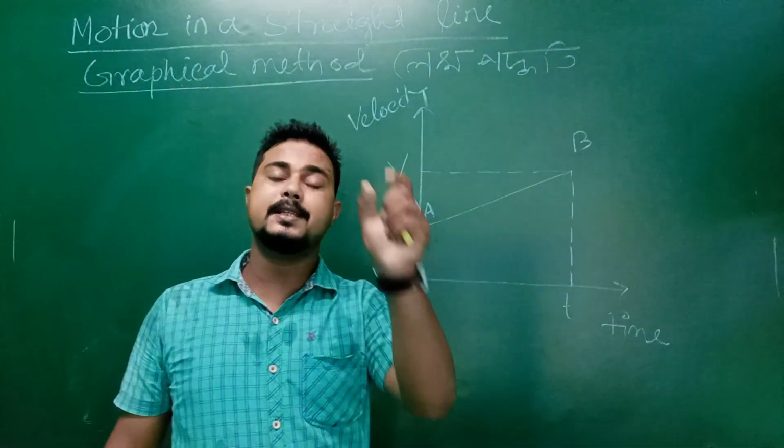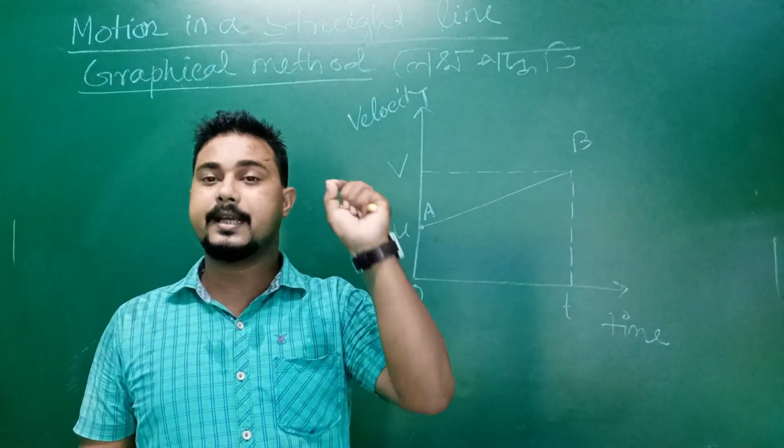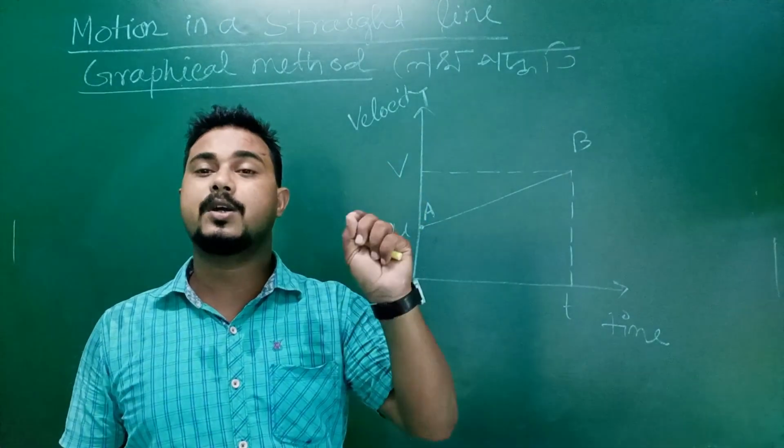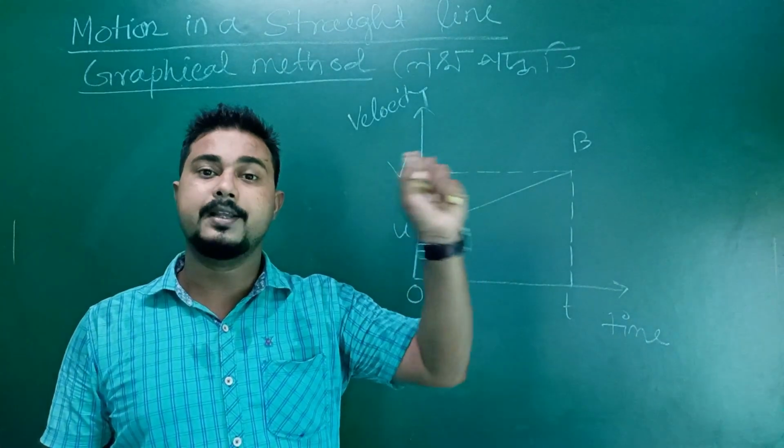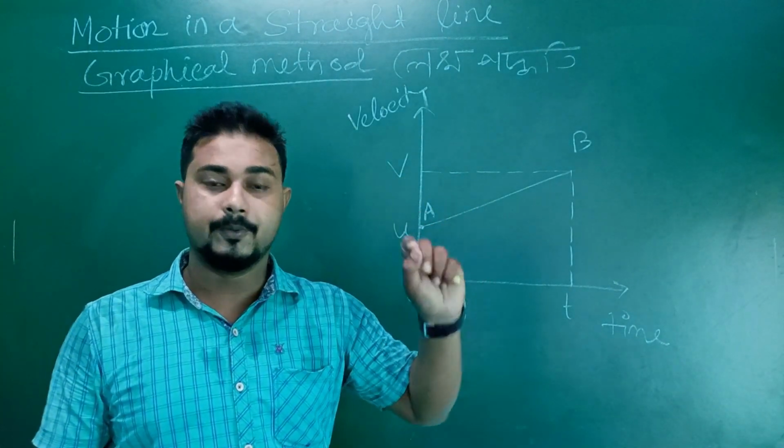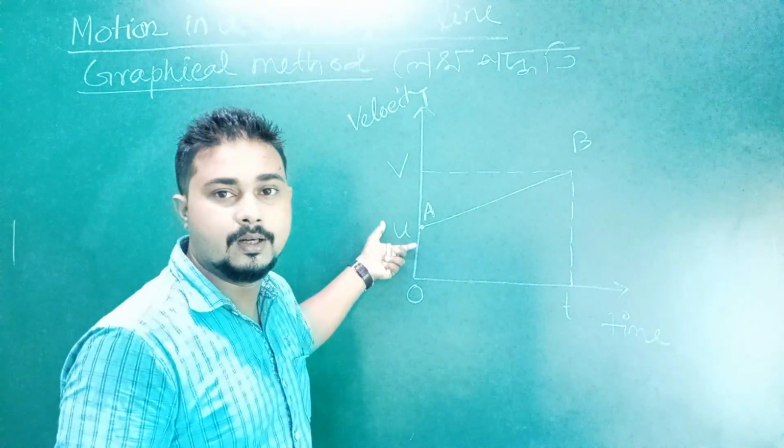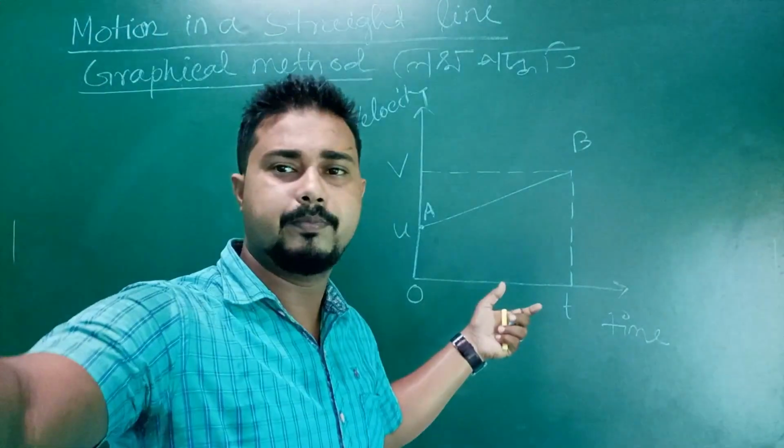let at time t is equal to 0, at time t is equal to 0 second, the velocity of the body was u, means the initial velocity of the body, it is u. Okay.